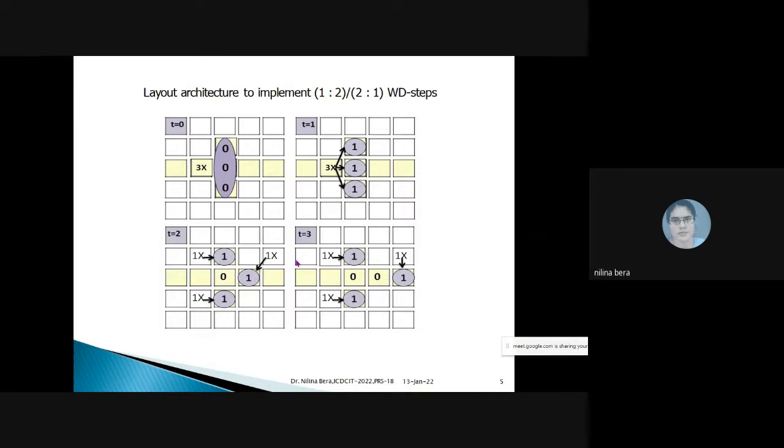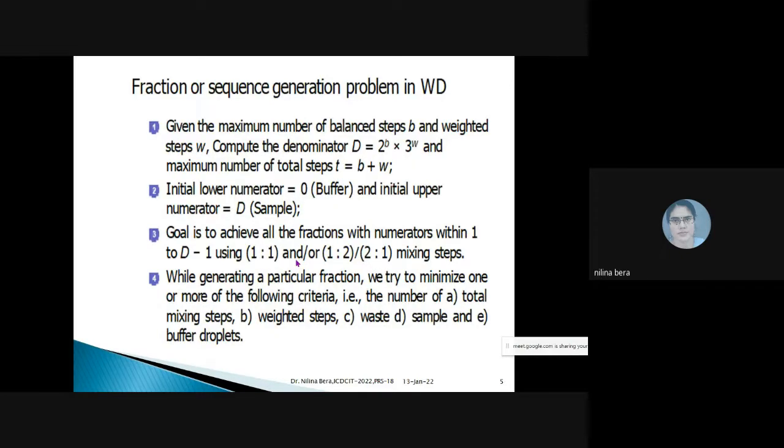Then obviously in the weighted dilution we have to generate the fraction. Suppose we take b number of balance steps and w number of weighted steps. Then our pre-computed denominator d becomes 2 to the power b into 3 to the power w. So obviously the total number of steps is b plus w.